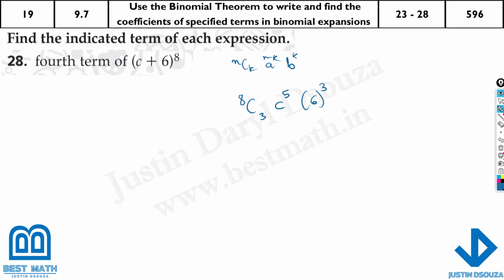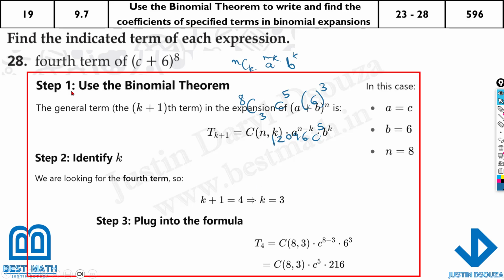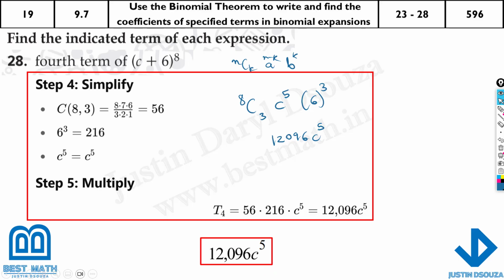I can put everything in the calculator and get the answer. Calculating just gives you the coefficient, the number only. It'll be 8c3 multiplied by 6 raised to the power 3, and it is 12,096. So it's 12,096 c raised to power 5. That should be the final answer. That's the fourth term over here. You can see that's it.